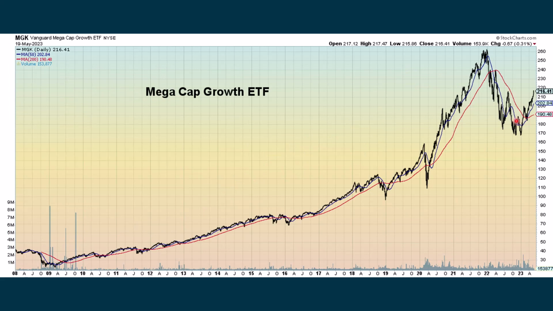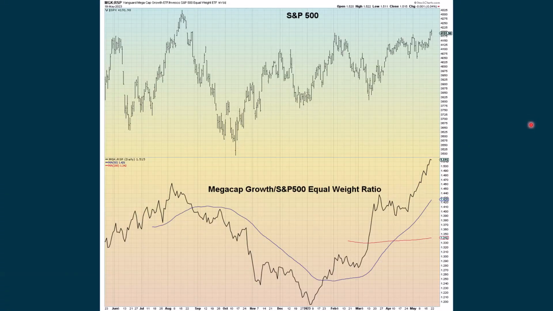The biggest software companies in the US are continuing to be in an overall uptrend. The mega cap growth, this is where we're getting a lot of the strength from these days in the market, and that is in an uptrend. When you compare mega cap growth with the equal weight index, the mega caps are just really going up strong.